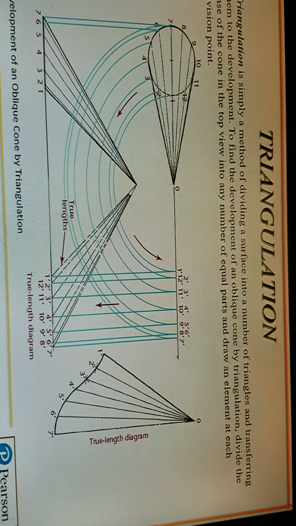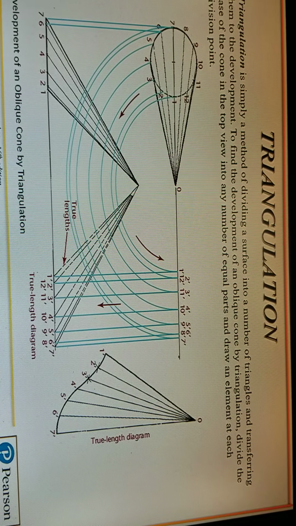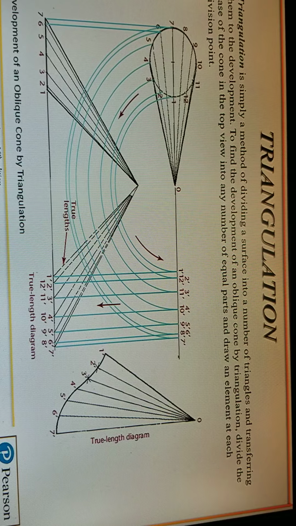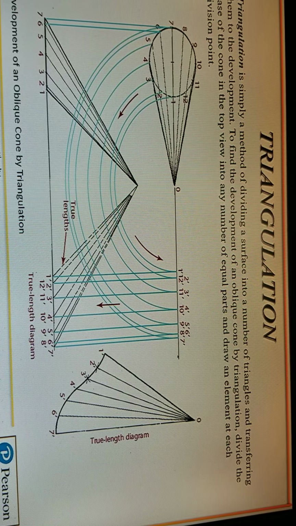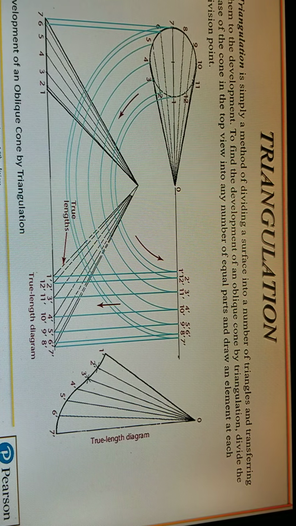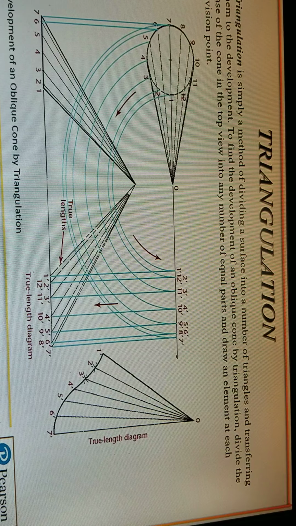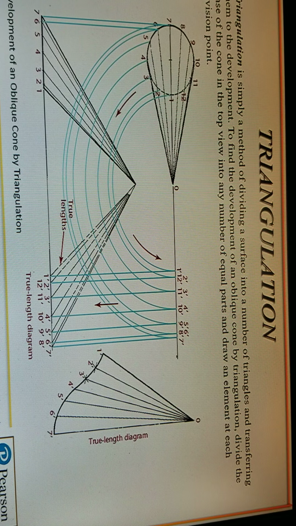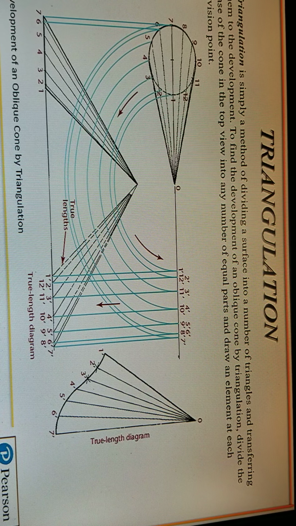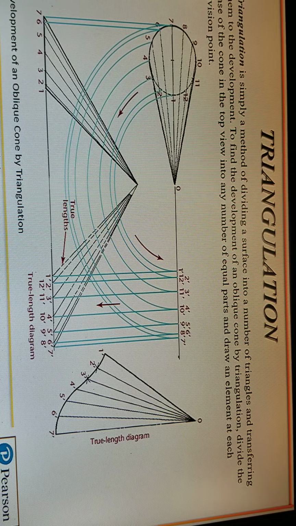Triangulation. Triangulation is a simple method of dividing a surface into a number of triangles and transferring them to the development. To find the development of an oblique cone by triangulation, divide the base of the cone in the top view into any number of equal parts and draw an element at each division point. Looks like fun, though.